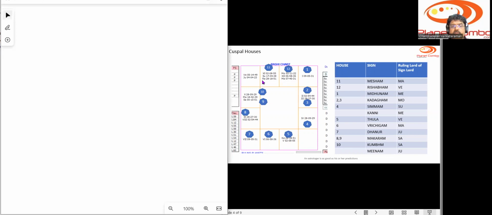I have a chart on the right, which I drew using the Placidus model. If you look at it, nothing has changed on the sign. This is still Mesham, this is still Meenam, this is still Midhunam. But if you look at the cusp, the first cusp is in Midhunam. The second and third are in Kadakam. Fourth is in Simham. There is nothing here. And if you see, the 9 and 10 are in the same sign. This is what Placidus will give you.